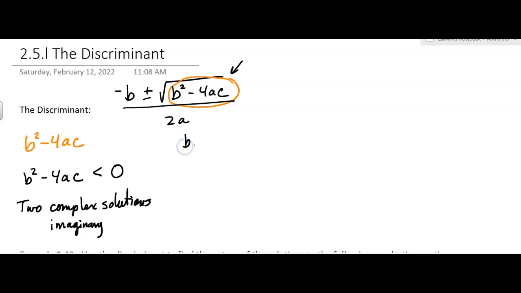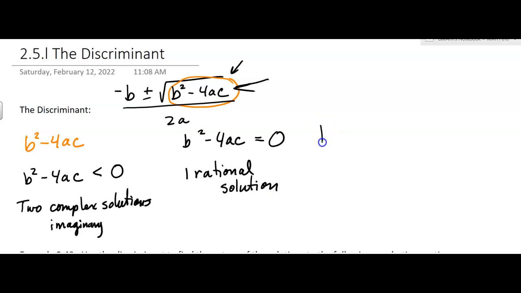If b squared minus 4ac is equal to 0, well, then you're taking the square root of 0, so that's going to be 0. So with the plus or minus, you're only going to get one answer, because plus 0 and minus 0 is the same thing, right? Okay, so if the discriminant equals 0, you get one rational solution. They point out that it's a double solution. I won't worry about that too much. One rational solution.